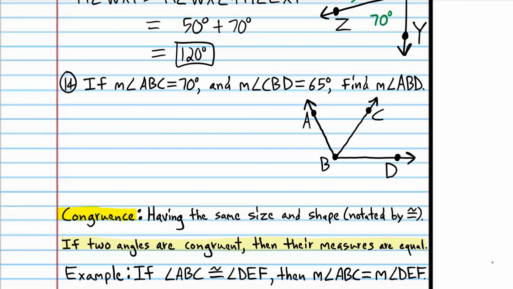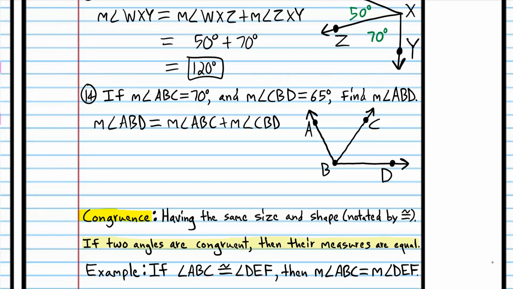So the angle addition postulate tells us that the measure of angle ABD is equal to the measure of angle ABC plus the measure of angle CBD. And we know ABC is 70 degrees. They told us that up here. And we know that angle CBD is 65 degrees. They told us that up here. And we're trying to find the measure of angle ABD. So we just add those up and we get 135 degrees.